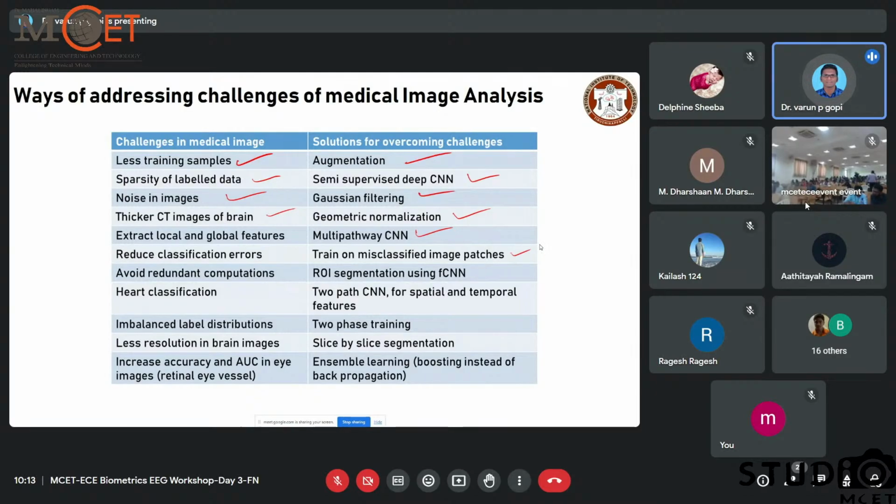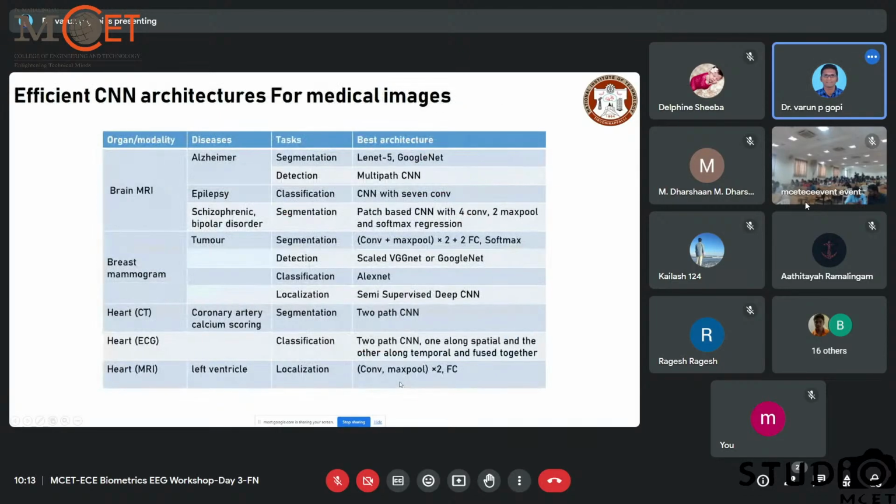To avoid redundant computation, use ROI segmentation using FCNN, that is a fully convolutional neural network. For heart classification, use a 2-pass CNN. Why a 2-pass CNN? One for spatial and another for temporal features. Next is imbalanced data distribution: two-phase training. For less resolution in brain images: slice by slice segmentation. To increase the accuracy by AUC in eye images: ensemble learning, that is boosting instead of backpropagation. And next, efficient CNN architectures for medical images.